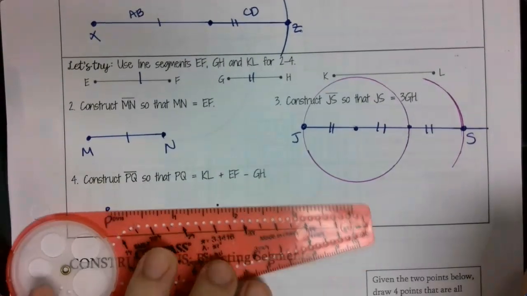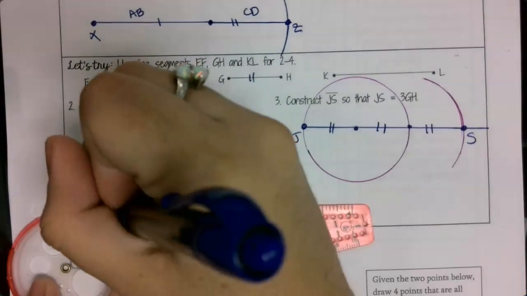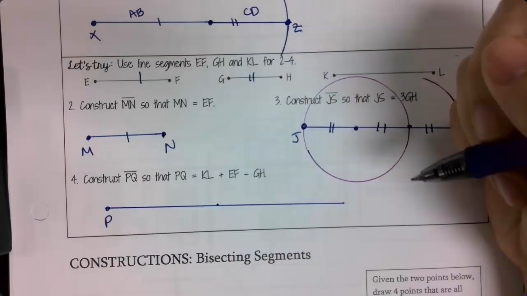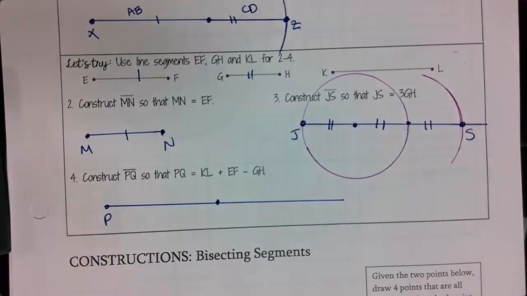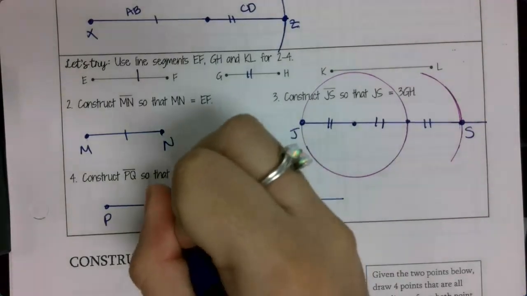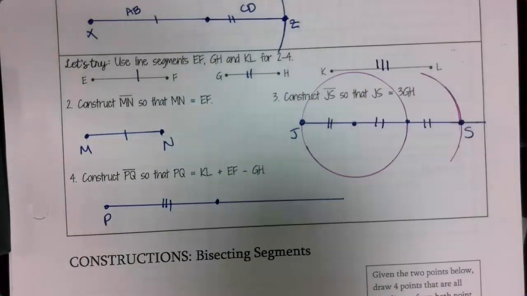And then I'm going to draw through this point, but I'm going to draw it extra long so I have the line where I need it. So this part right here is the same as KO.